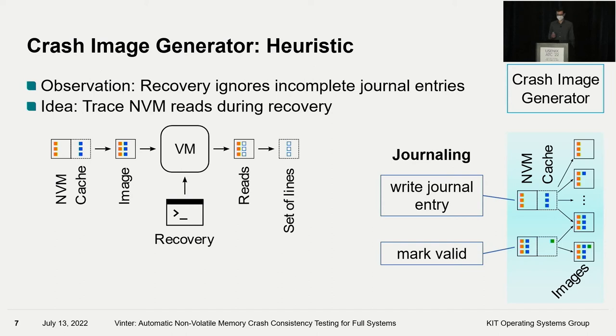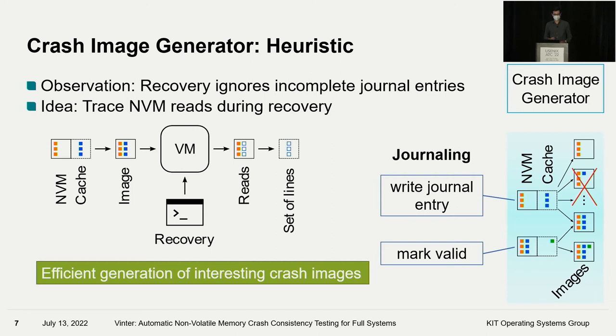From the traced reads, we then know which parts of the image have been read and which haven't been. And we can then compare this again to the volatile reads that we started with to obtain the set of lines that we actually use for generating crash images. So in this case, since this was an incomplete journal entry, the recovery would not read any of it, and the crash image generator then would completely skip generating any crash images for this case. So in summary, with a heuristic, we have achieved efficient generation of the interesting crash images for detecting bugs.